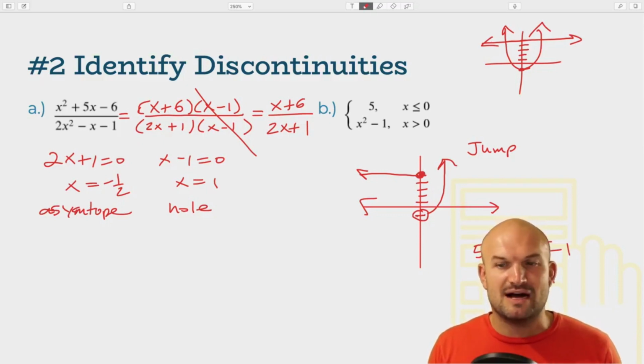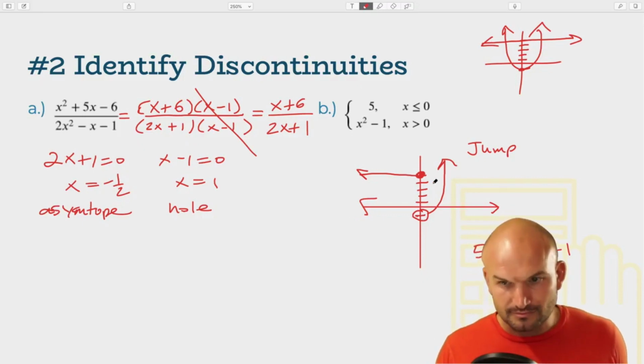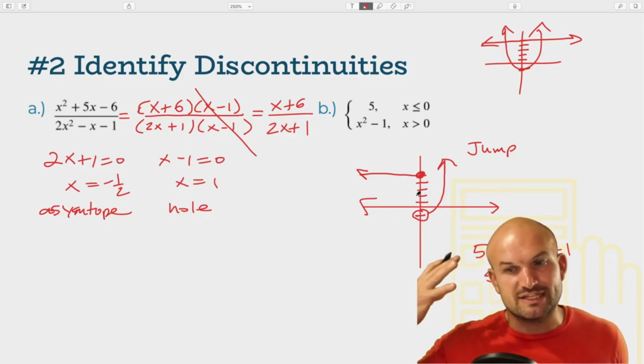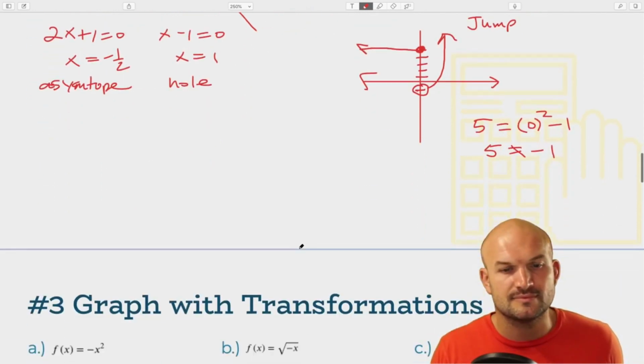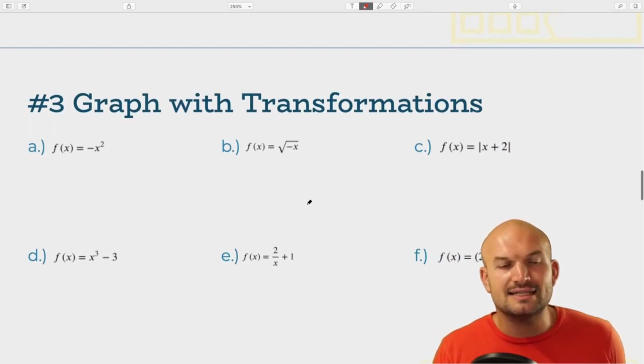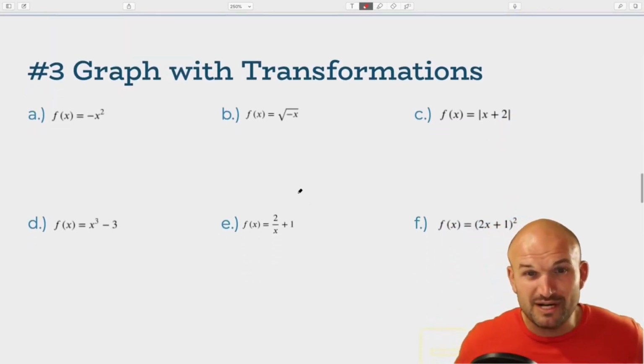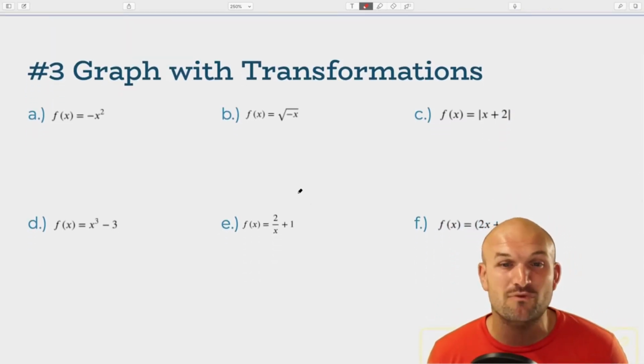Well, those aren't the same. So obviously you can see there is a discontinuity. So therefore, something's happening. But I think understanding what the graph would look like is going to be your best bet as far as understanding the type of discontinuity. All right, on to the next one, which is graphing transformations.